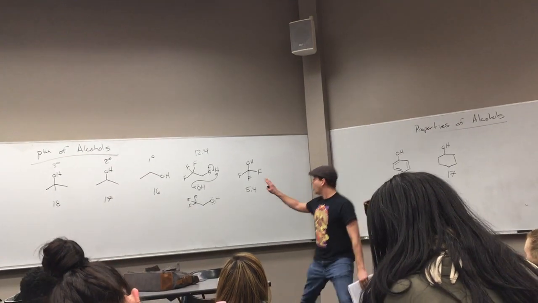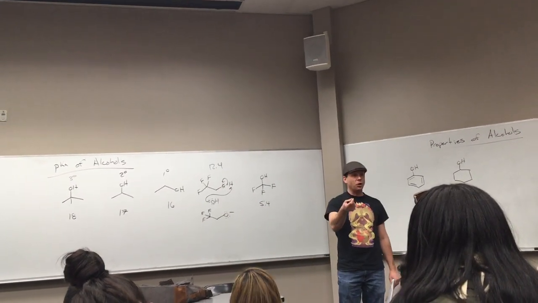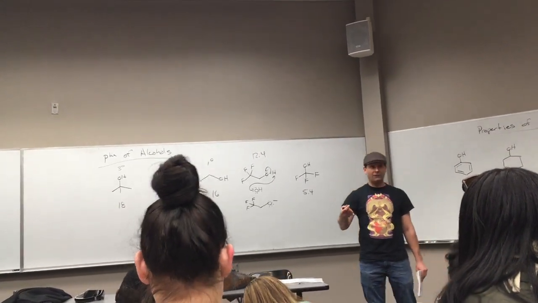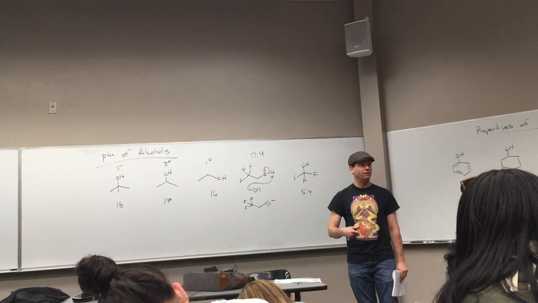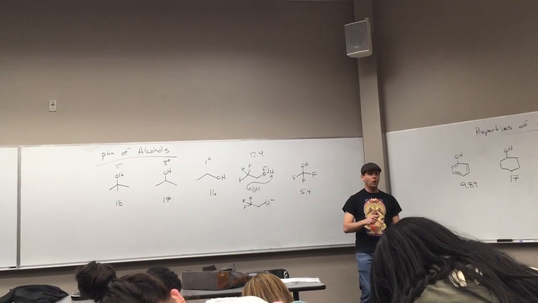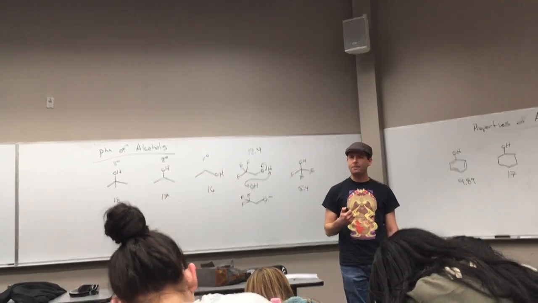Inductive effects of withdrawing groups are the same way. The further away from the acidic functionality, the less effect it has. The closer it is to that acidic functionality, the greater the effect. So the closer those withdrawing groups are to the alcohol, the more acidic that alcohol is going to be. Does that make sense to everybody? Okay.